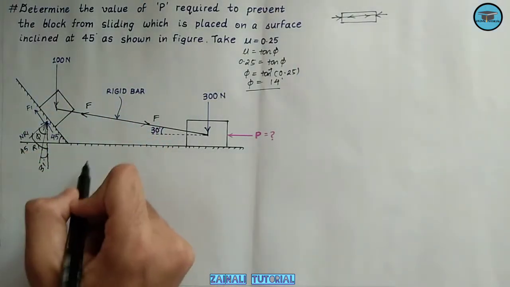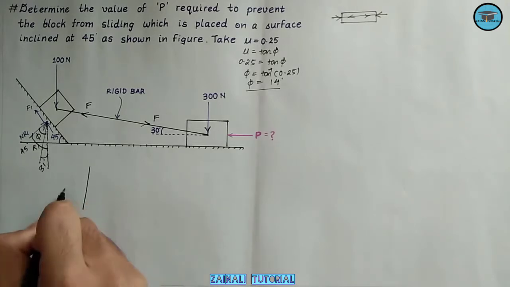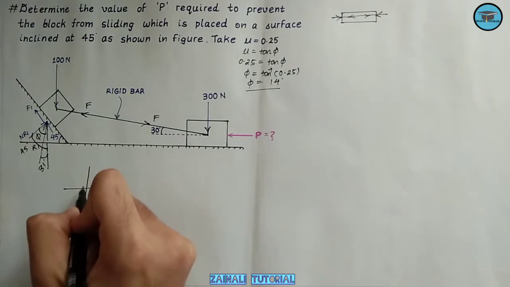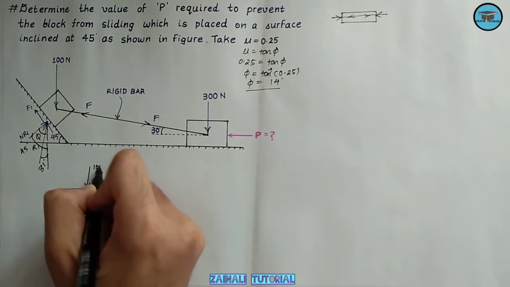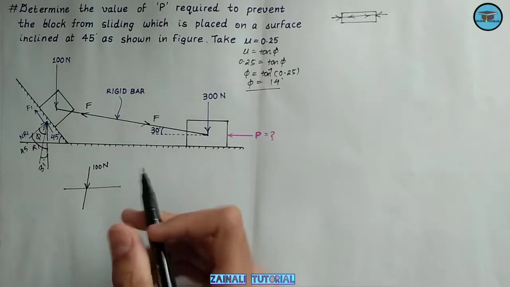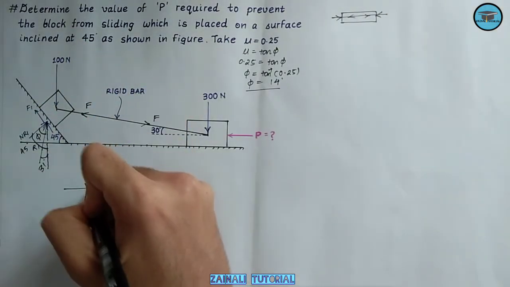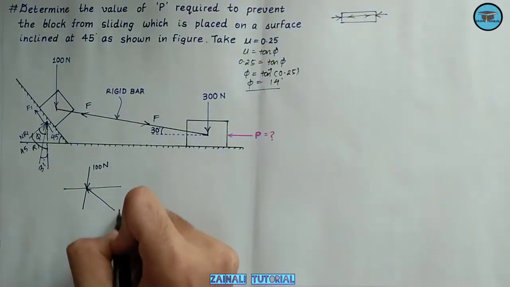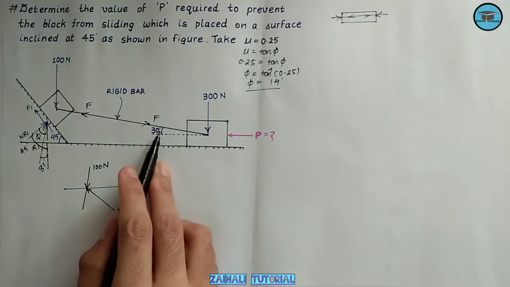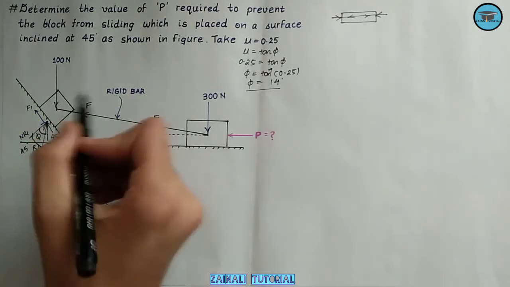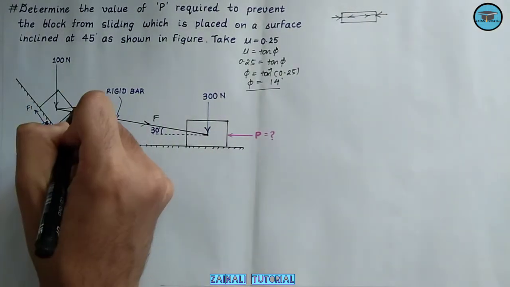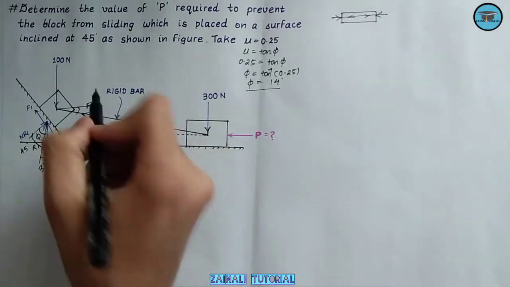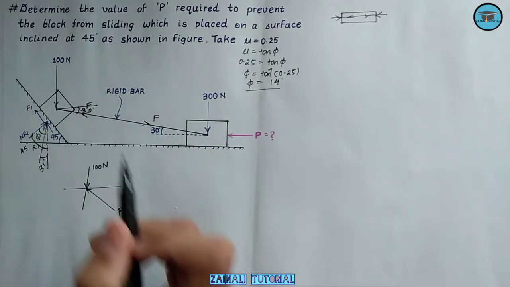So let us draw it in quadrant form. If these are the four quadrants, the 100 Newton force is acting in the downward direction. There is a force F acting like this. Since this angle is 30 degrees, since there is an alternate angle, we can consider this also as 30 degrees only.